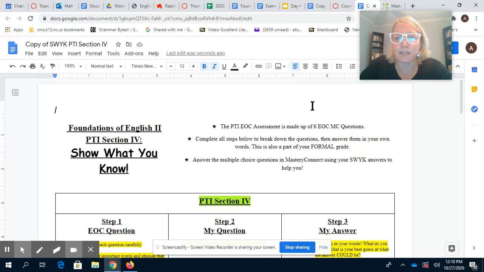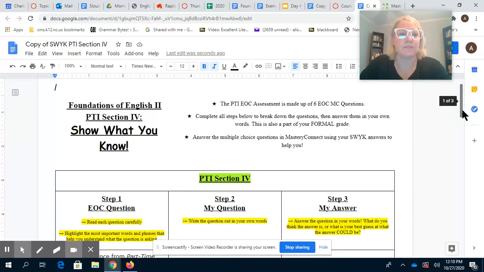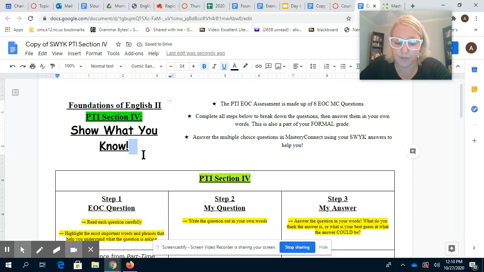It's the same concept. So you still have step 1, step 2, step 3, just like before. We've just kind of combined step 1 and step 2 a little bit. Okay, so first, let's look at our directions. We're focusing on Part-Time Indian Section 4. That's what we've been reading this week. And we are going to show what we know, everything we've learned. Remember, we focused on characterization and symbolism. We figured that out. And we also talked about figurative language as we were reading a bit.